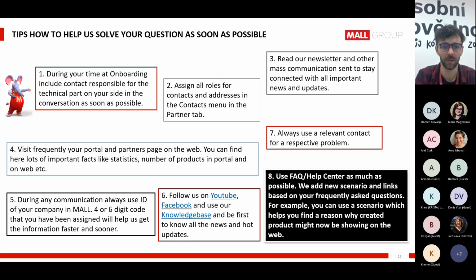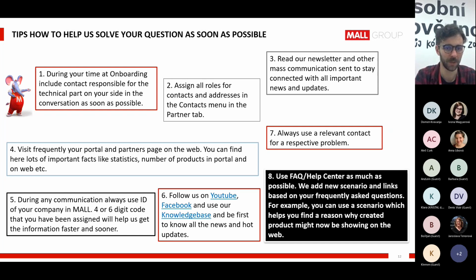Number 4, visit frequently your portal and partners page on the web. You can find here lots of information facts like statistics, number of products in portal and on the web, etc. I think the point says it all. I think it is best, even if you are connected through some automatic type of connection, to go in the portal and check the logs of your feed, if you are using feed, or if you are using API, to check the partners page, how many products are visible there, so that you make sure that at all time the maximum number of products is visible on the web. And I think the statistics or the data are here. I think we understand each other.